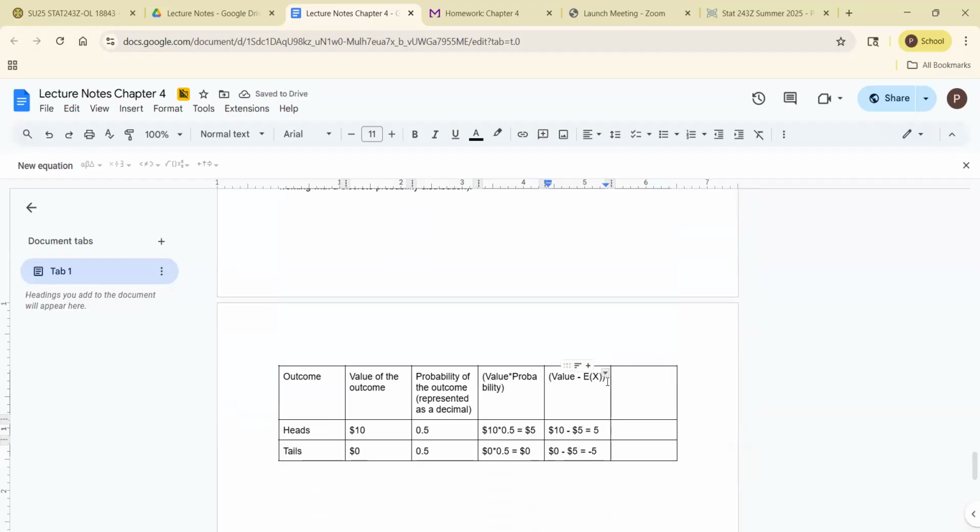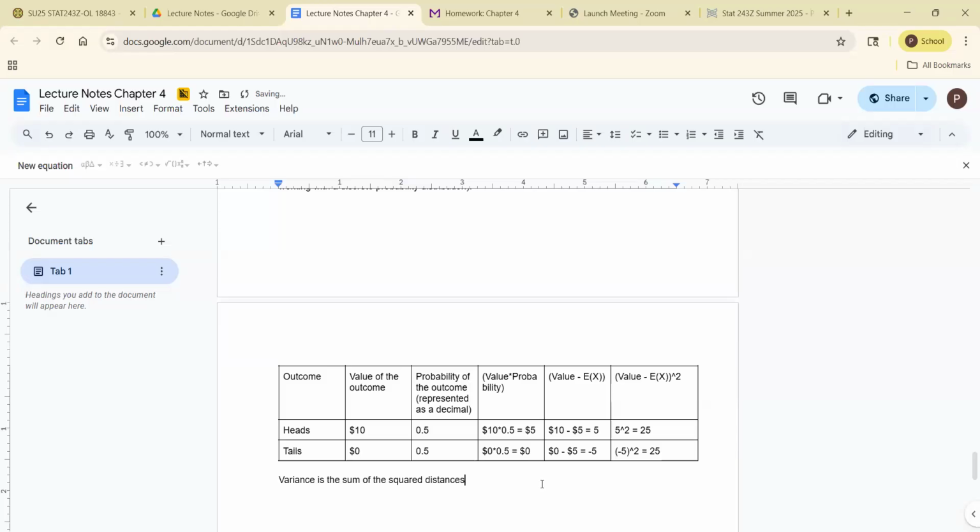Now, if you remember from finding the variance or standard deviation of a set of data, after we found those distances, we squared them. So we're going to do the same thing here. We're going to square all those distances. So we're going to take 5 squared, which is 25, and we're going to take -5 squared, which is also 25. And then the variance is the sum of the squared distances.